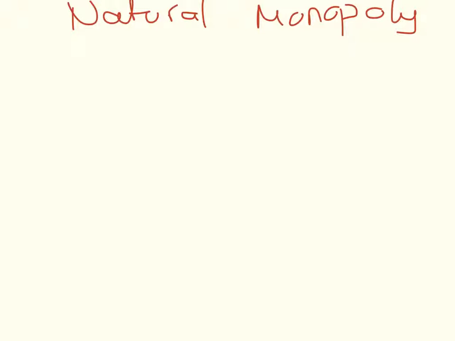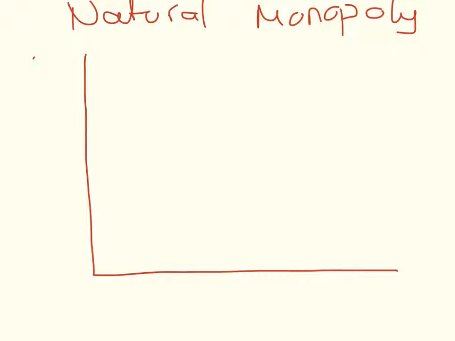Let's look at a natural monopoly now then. Now, the diagram is going to look quite different to the monopoly diagram, but it is actually just the same. A natural monopoly, the thing that separates it from your standard monopoly that we've been drawing before, is that they have very high fixed costs. So I'll just do my axes there.